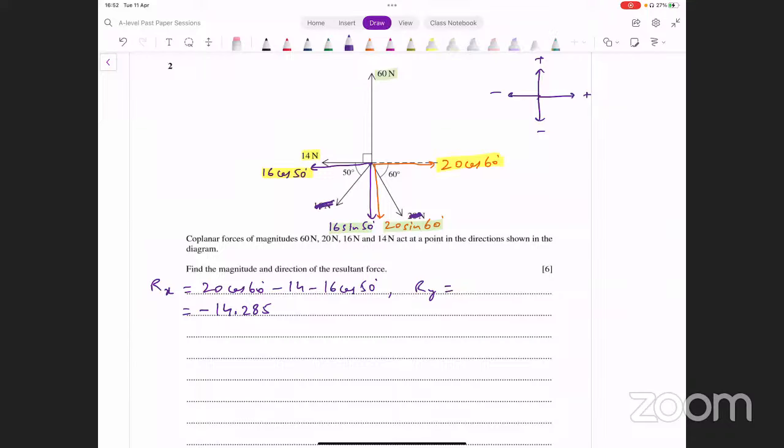Which is the upward force? 60. From 60 you subtract the downward forces. We have 16 sin 50 and also subtract 20 sin 60 and see what this turns out to be. 60 minus 16 sin of 50 minus 20 sin 60. This turns out to be 30.423 for me. 30.423. This is a positive number that I'm getting. This means it is acting upwards. You have found the horizontal and vertical resultants.